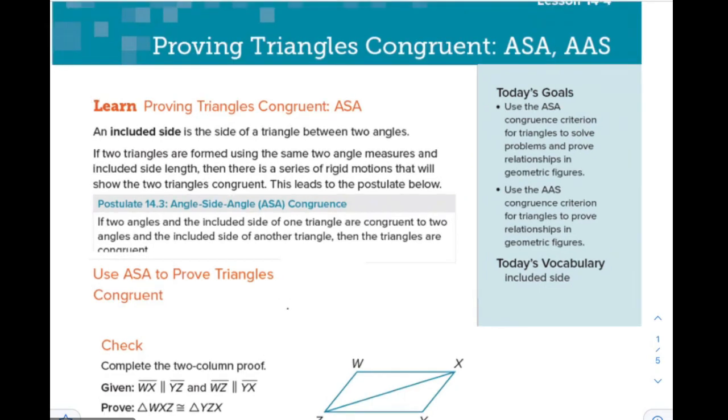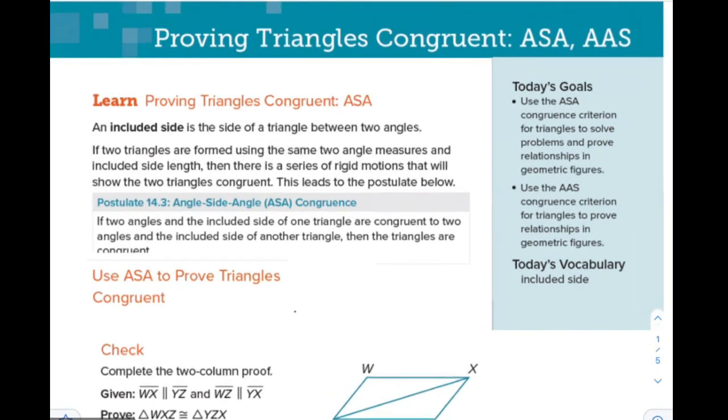An included side is the side of a triangle between two angles. As you see here, the side here is given between two angles. So we have to be careful. We don't have, for example, side A. We have ASA. So the side should be between the two given angles.